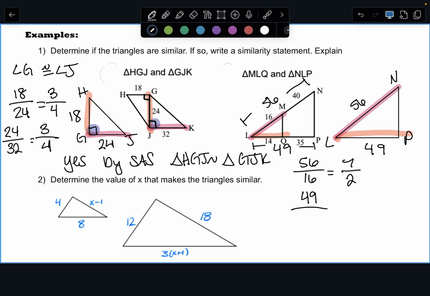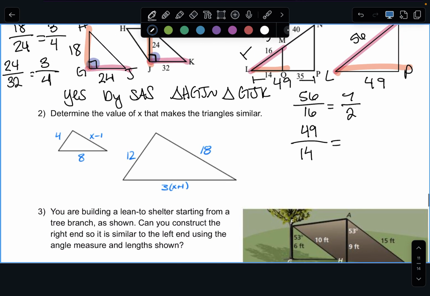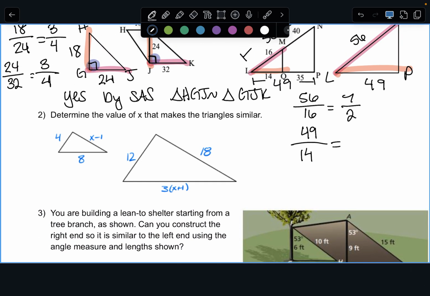What does 49 go with? 14. What can both of those be divided by? 7. 49 divided by 7 is 7. 14 divided by 7 is 2. So are the side lengths proportional? Yes. Imagine if it was 7/6. Okay. So our side lengths are proportional.